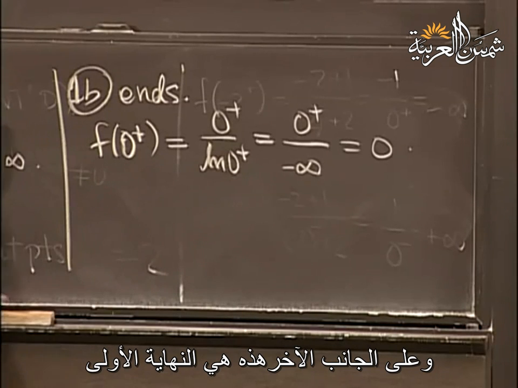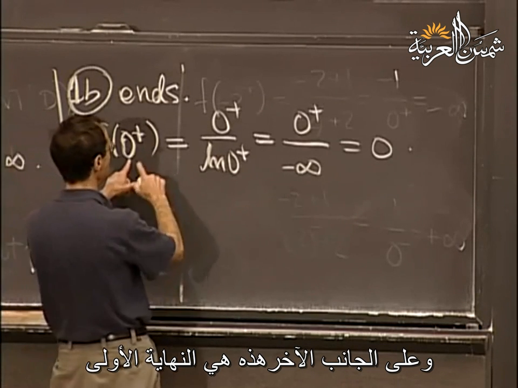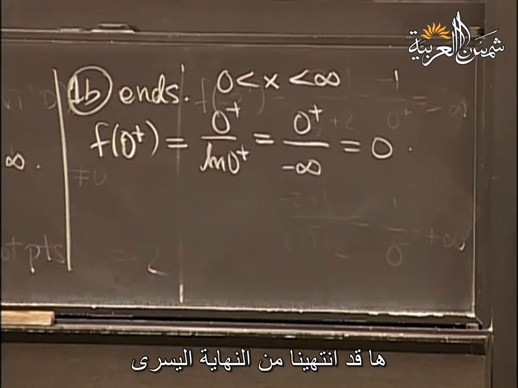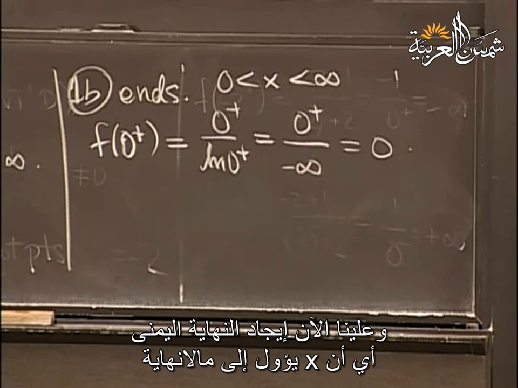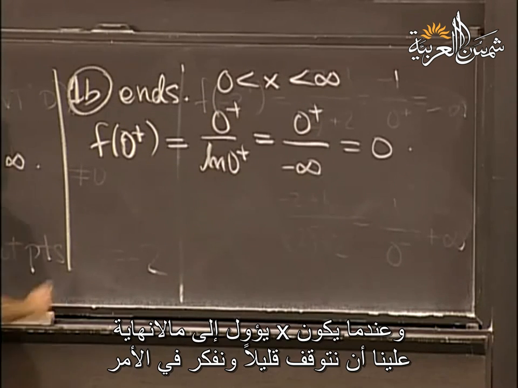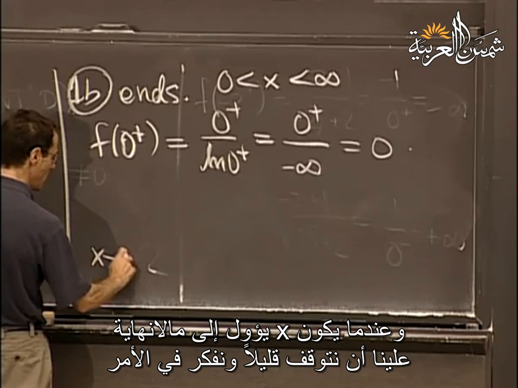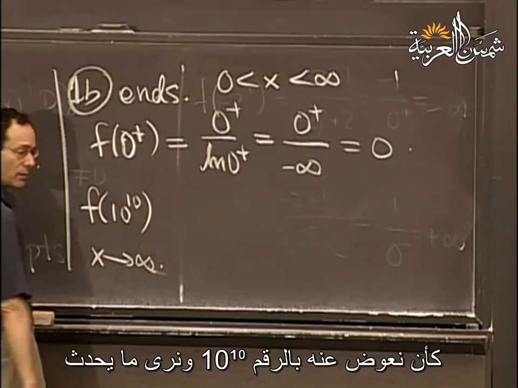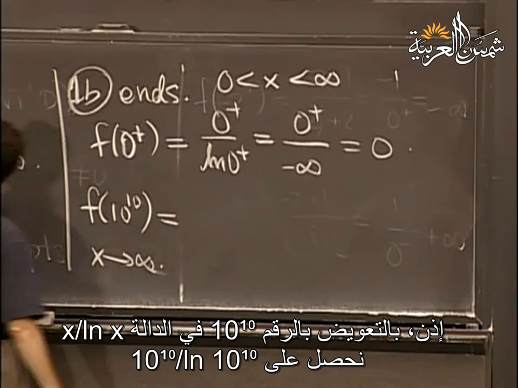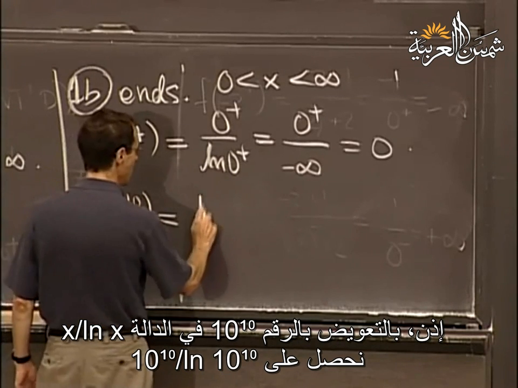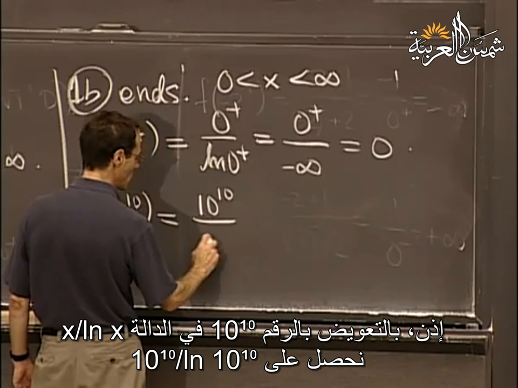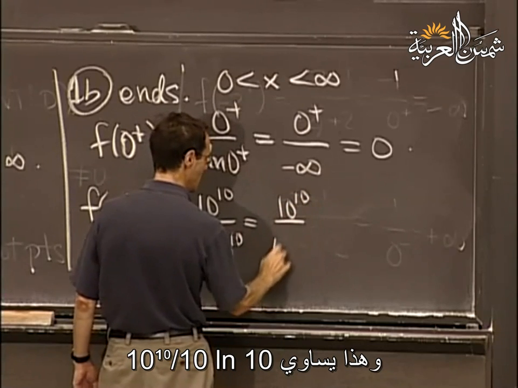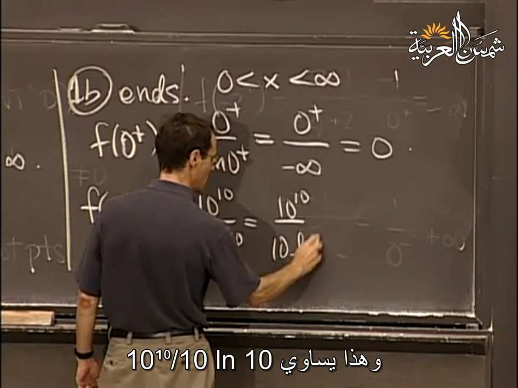The other side, so this is the end. This is the first end, right? The range is this. And I just did the left endpoint. And so now I have to do the right endpoint. I have to let x go to infinity. So if I let x go to infinity, I'm just going to have to think about it a little bit by plugging in a very large number. I'll plug in 10 to the 10th here, just to see what happens. So if I plug in 10 to the 10th into x over log x, I get 10 to the 10th divided by the natural log of 10 to the 10th, which is 10 times log 10.